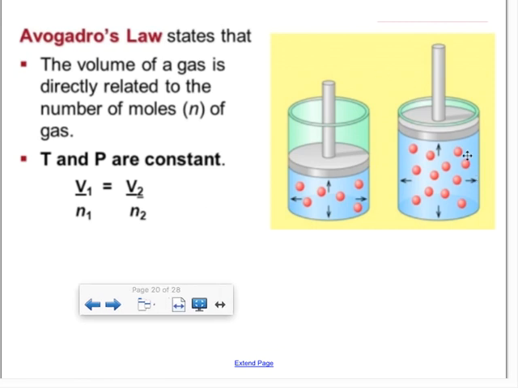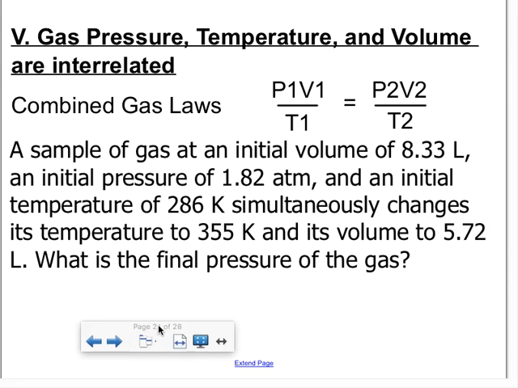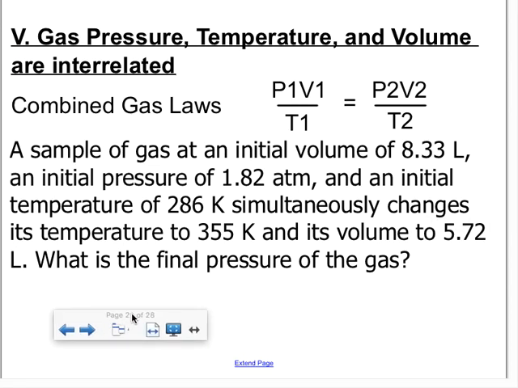So the volume of a gas is directly related to the number of moles, which just makes sense because if you increase more moles, which means more mass, your volume is going to go up, obviously. So that's all I want to talk about with Avogadro's. Moving on to combined gas laws.